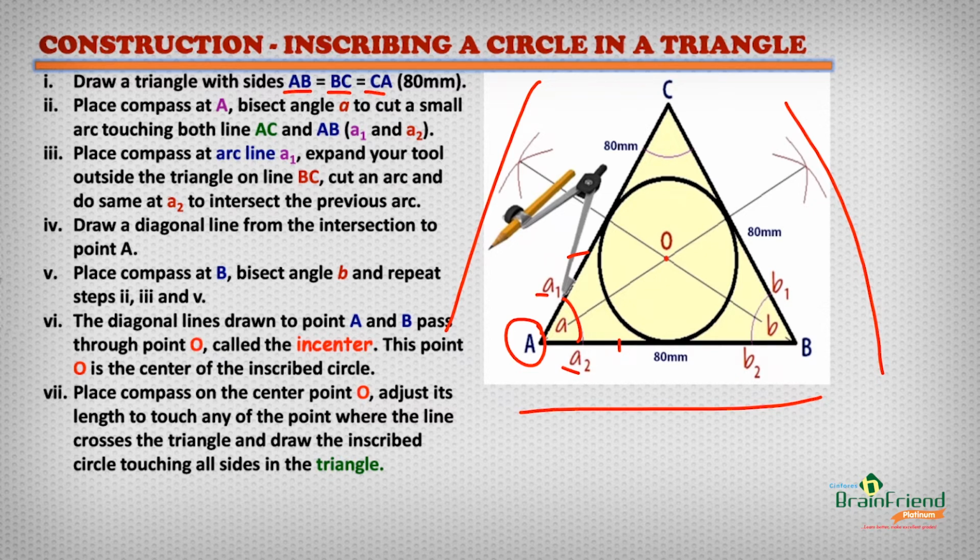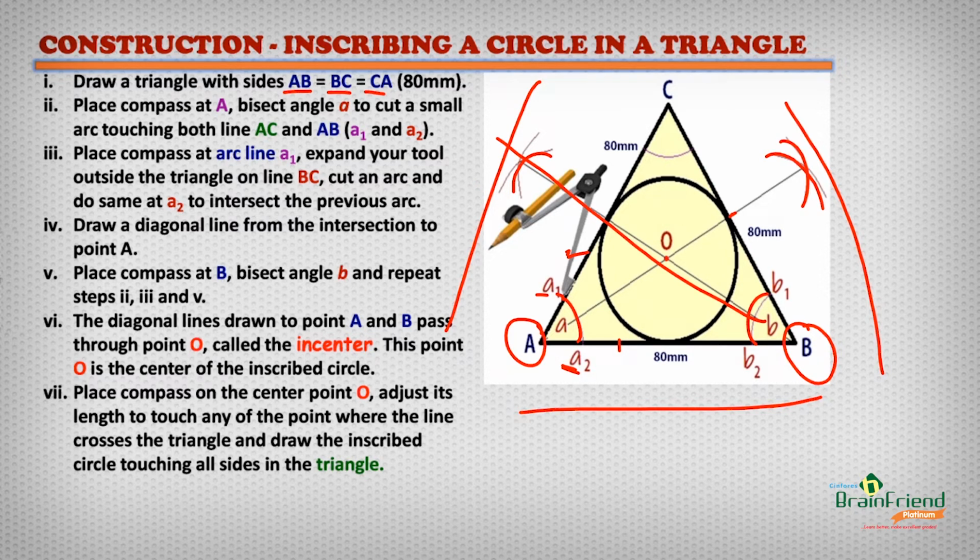A2. 3. Place compass at arc line A1. Expand your tool outside the triangle on line BC. Cut an arc and do same at A2. 4. Draw a diagonal line from the intersection to point A. 5. Place compass at B. Bisect angle B. And repeat steps in 2, 3, and 4.